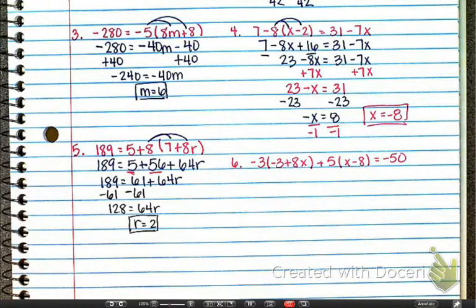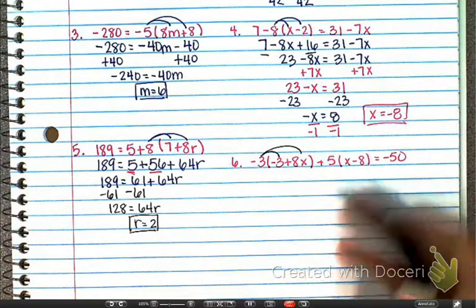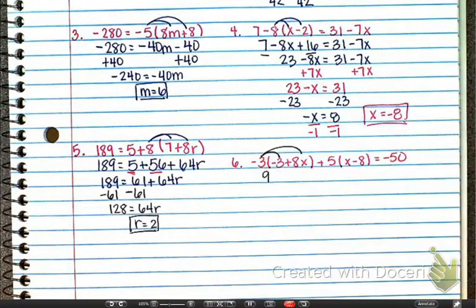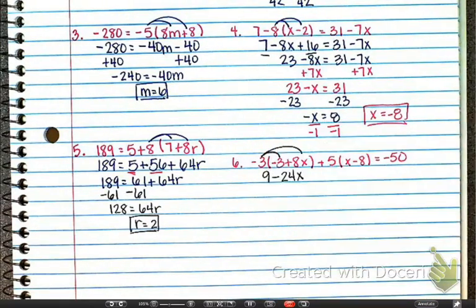We need to distribute twice. You need to watch your positives and negatives, and you need to make sure you distribute to both terms. Okay, so one thing at a time. Negative 3 times negative 3 is positive 9. Negative 3 times 8x is a negative 24x. Once you distribute, your parentheses go away.